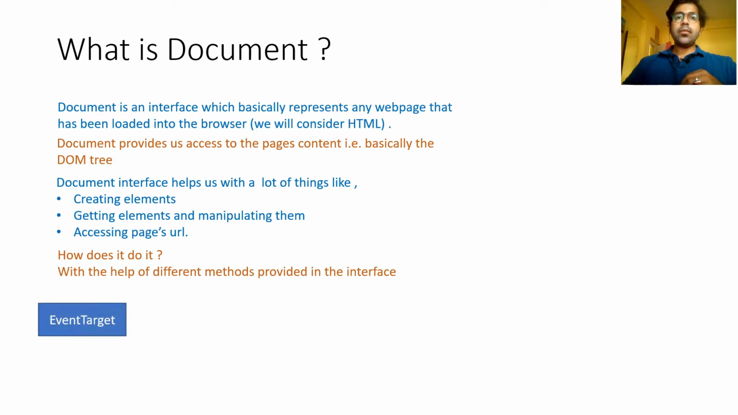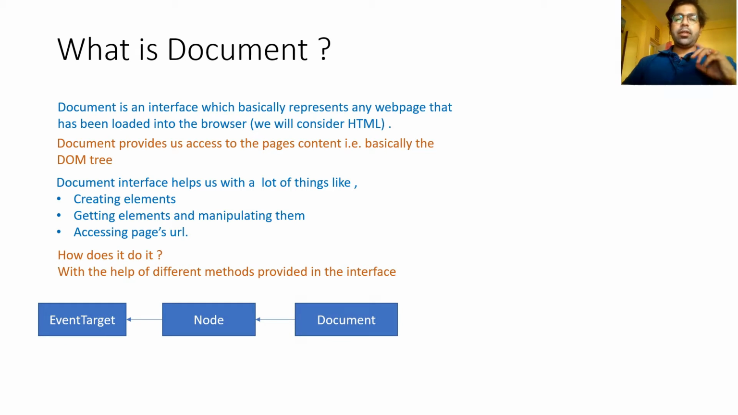Right? So if we see the hierarchy, there are three interfaces: the event target interface, the node interface, and the document interface. There are many interfaces, but in this hierarchy we'll see these three. The document interface inherits its properties from the node interface and the event target interface. As I said, DOM is huge. We will not get into the node interface and event target interface. We'll just look at the overview of the document interface.